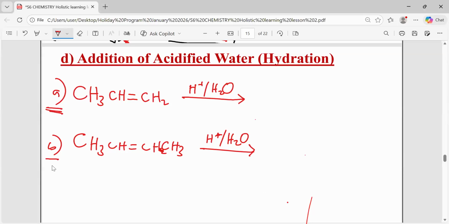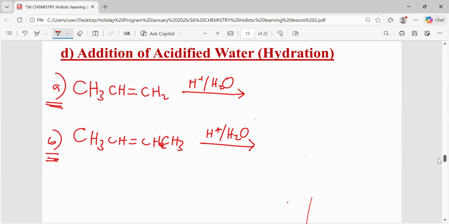Let's note these ones down. These two questions, you're going to add them. This is addition of acidified water, or the hydration. So you're going to complete it and then do the mechanism.